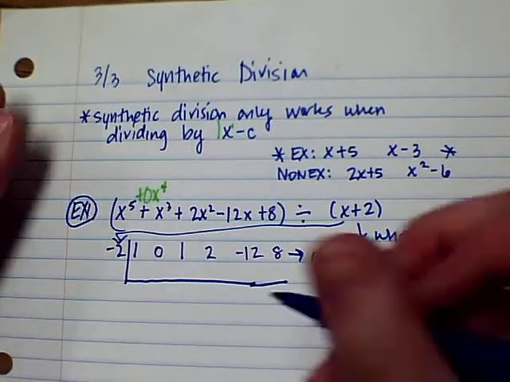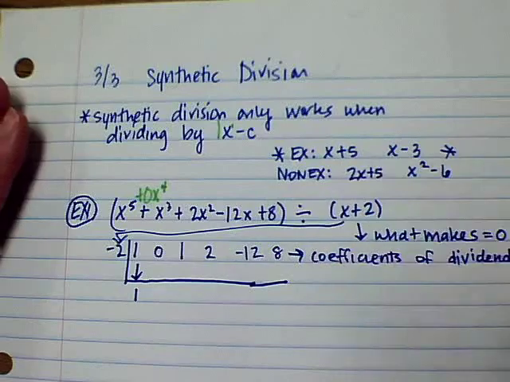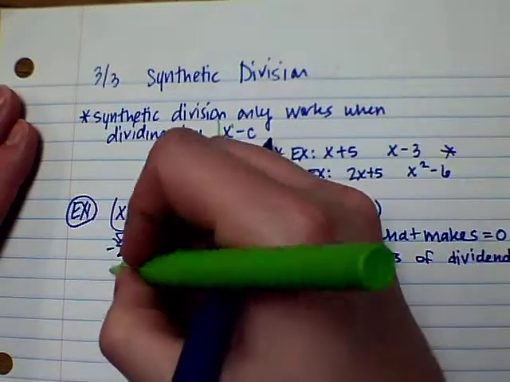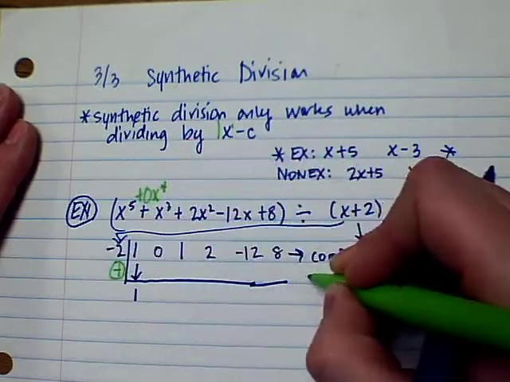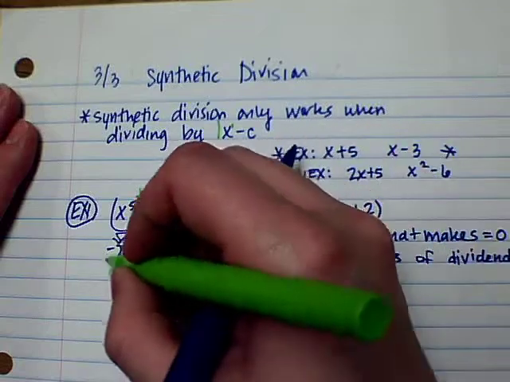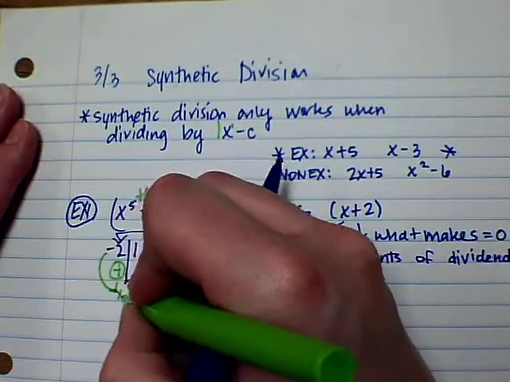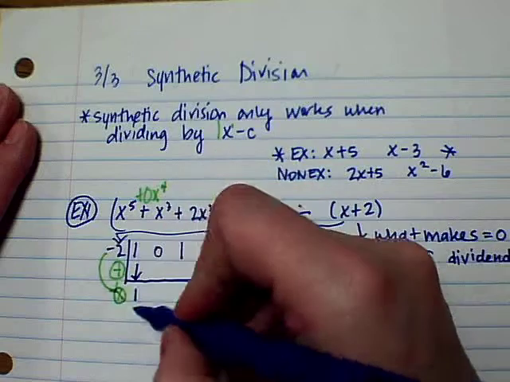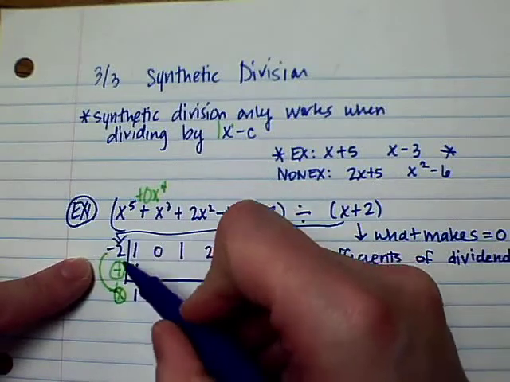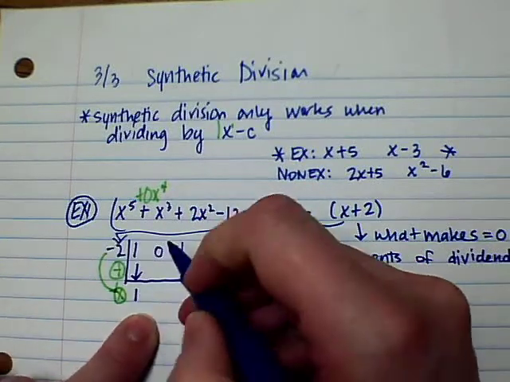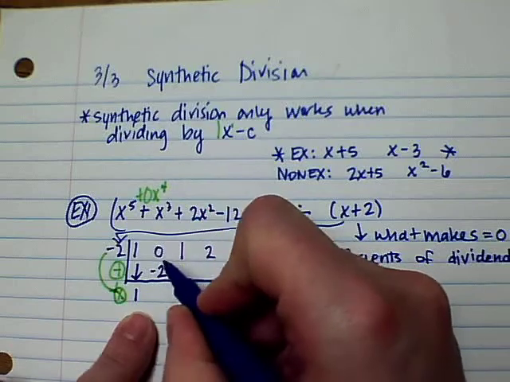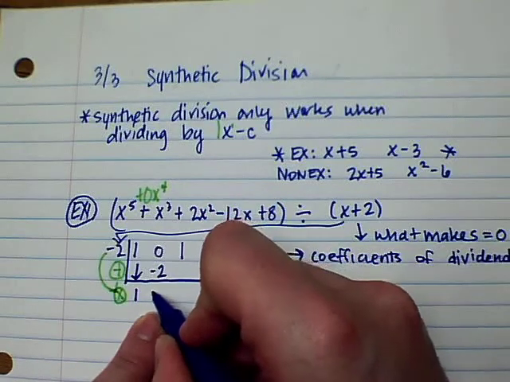Alright, so then your first step is you're going to always bring down the first number. And what we're doing with this row is we're adding these two rows together. And then this number is going to be multiplied. So I'm bringing down the first term. Okay, then I'm going to multiply negative 2 times 1, and that's going to go under your next number. Then I'm going to add. So 0 plus negative 2 is negative 2.